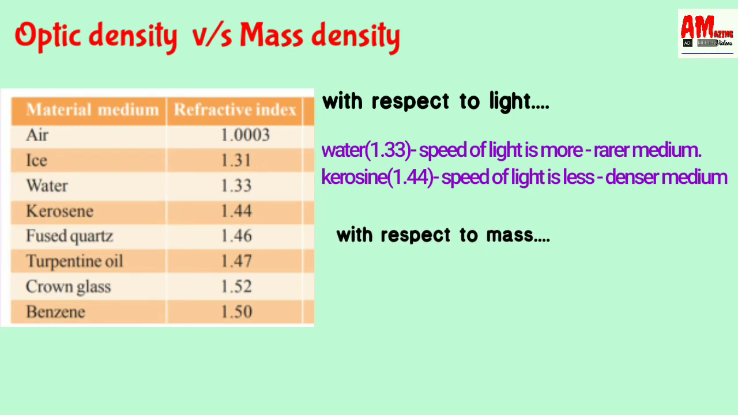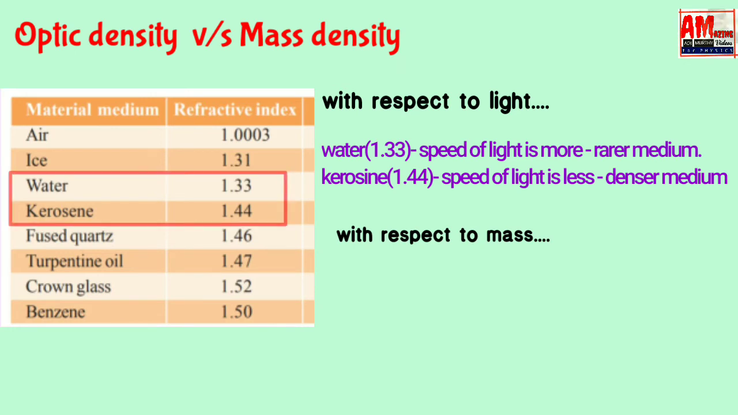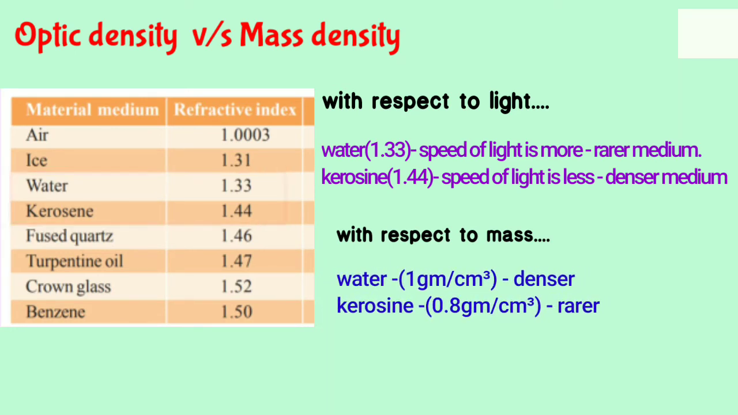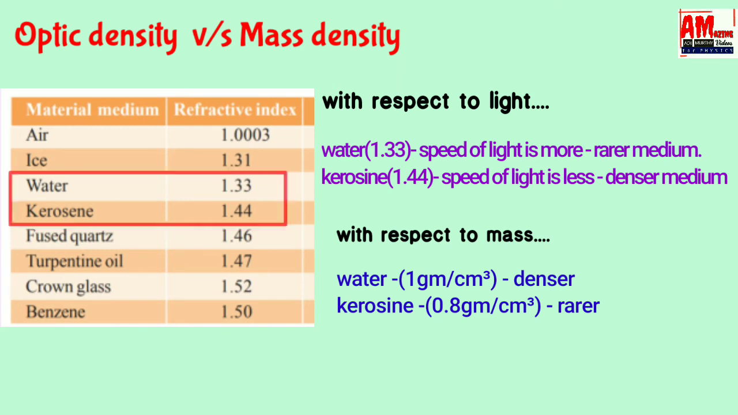Now observe the mass density of water and kerosene. Water density is 1 gram per centimeter cube and kerosene 0.8 gram per centimeter cube. With respect to mass, water is a denser medium and kerosene is a rarer medium. From the above discussion, it is clear that optical density is different from mass density. Kerosene is denser with respect to light, water is denser with respect to mass.